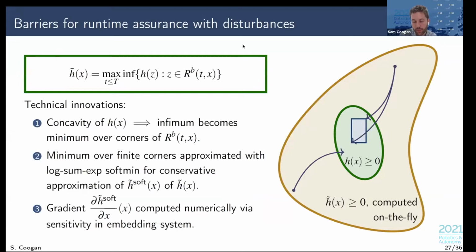Good. And a couple of technical points to note. If you assume that h is concave, then you can replace this infimum with a minimum over the corners of the reachable sets, which makes it a finite number of computations. And then instead of this minimum over a finite number of corners, you can replace it with a soft min differentiable approximation, which provides a conservative under approximation of these sets, and you can make that conservatism arbitrarily small. And we can compute the gradients of this conservative soft min approximation numerically by computing the sensitivity of the embedding system. So these are the three computational ingredients that make this approach tractable.